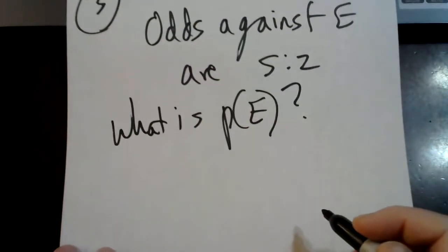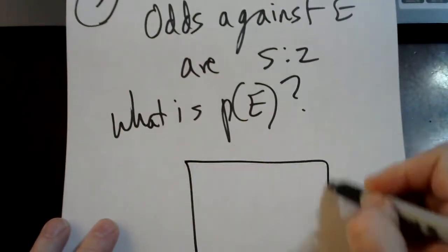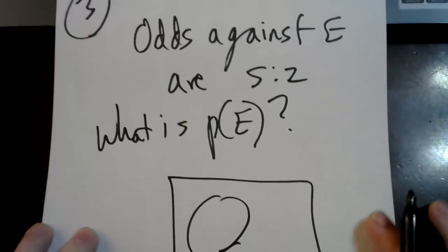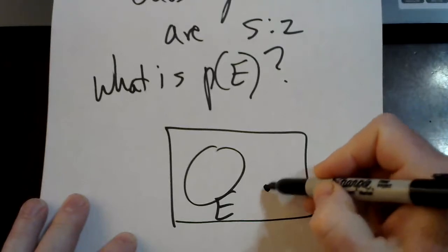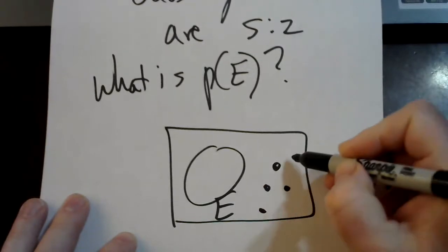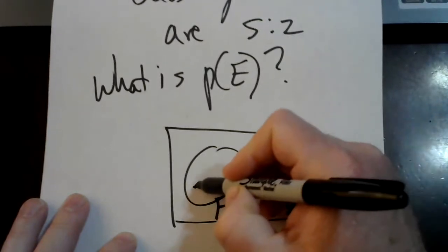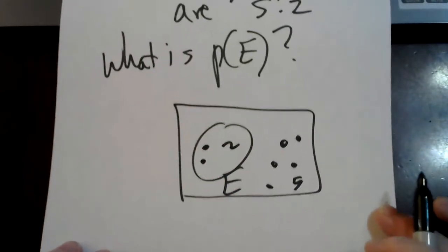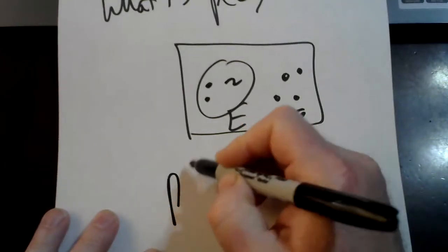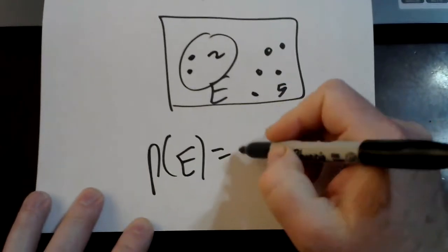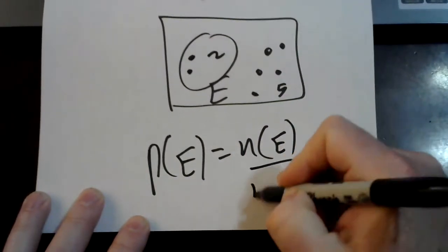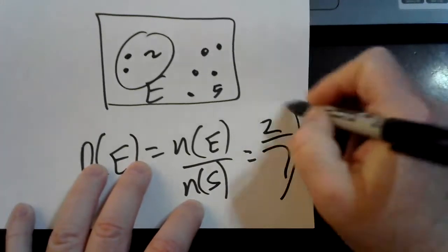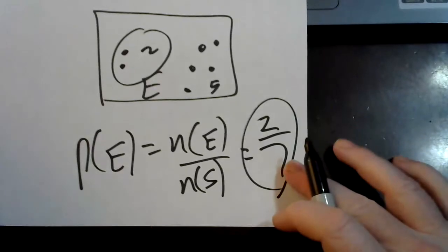Let me show you how to convert from odds to probability. I usually like to set up a little Venn diagram. Here is set E, and if I say the odds against E are 5 to 2, there are 5 ways that E can't happen, and there are 2 ways for E to happen. So you can think of that as the number of outcomes. All right, so just from the Venn diagram, if I'm looking for the probability of E, it's just the number of things in E divided by the number of things in the sample space. And in this case, it's just 2/7. So the probability of E is 2/7.